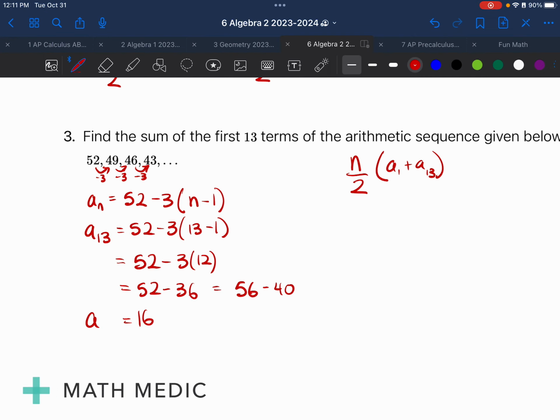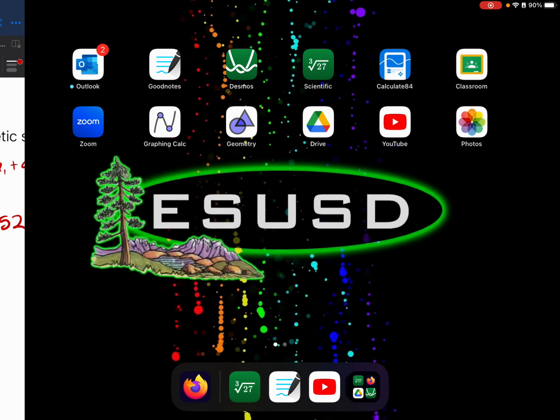So I have a sub 13, I know that 52 is the first term, a sub 1, and I know that n is 13. So plug everything in. I have 13 over 2 times the first term, 52, plus the last term, 16, and I don't really want to do this without a calculator, so I'm going to go back to the calculator. What do we have here?